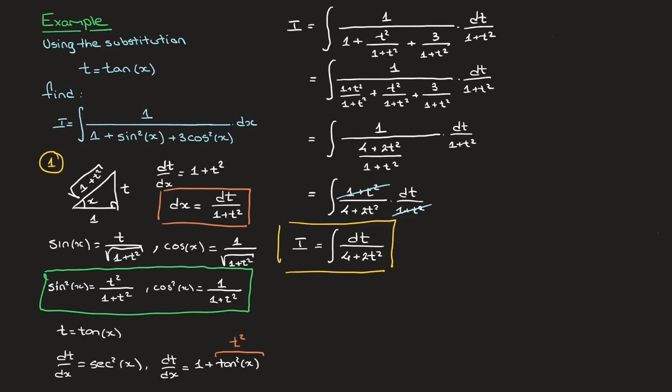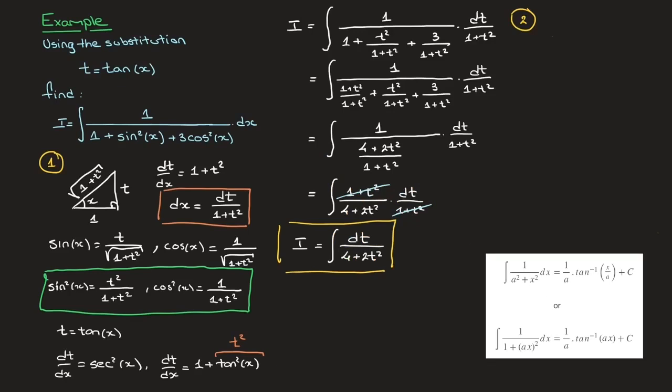And now that we've done that, we move on to the second step, step 2. And in this step, we integrate with respect to t. And to integrate this, we use one of the standard integrals. And using either of the two results that we have at the bottom of the screen here, we can integrate this. Now, I personally have a preference for the second of these two results. And to use it, I need to make sure that I have a 1 here instead of a 4. And here's how I do that.